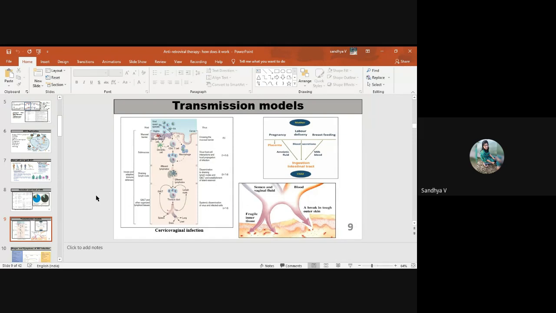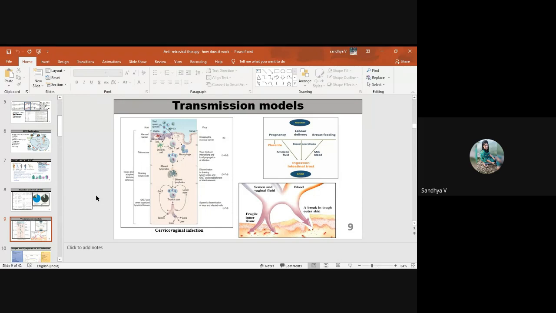In case of mother-to-child transmission, as you can see, during pregnancy it will cross the placenta, that is, the chorionic villi in the placenta. There also it needs to encounter dendritic cells. Then during labor and delivery, through body secretions or fluid secretions, it will contact the child, and thereby the child gets HIV from the infected mother. Then through breastfeeding, that's why infected mothers are advised not to feed their babies.